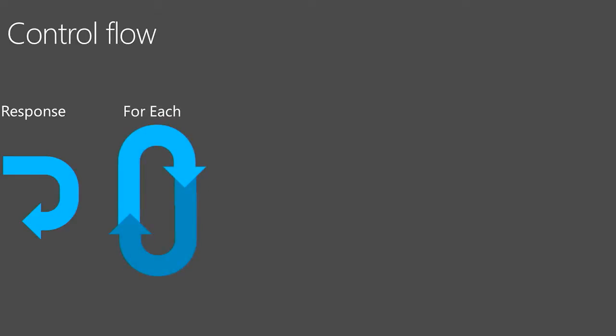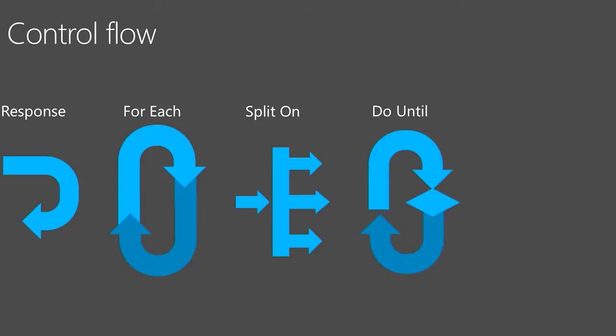For each, you can iterate over a collection of items on an action. Split on, you can take an array, split it so that a new workflow instance runs on each item in that array. Do until, you can have that action run until a certain condition is met. And finally, conditions. A condition determines whether an action should run or not if the condition is met.